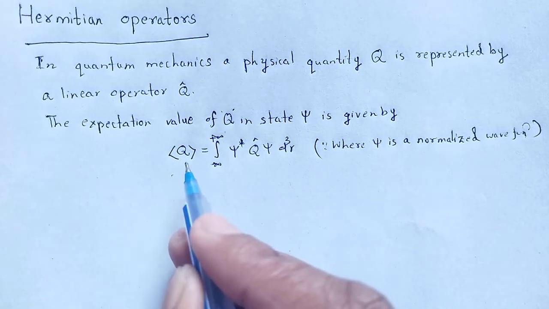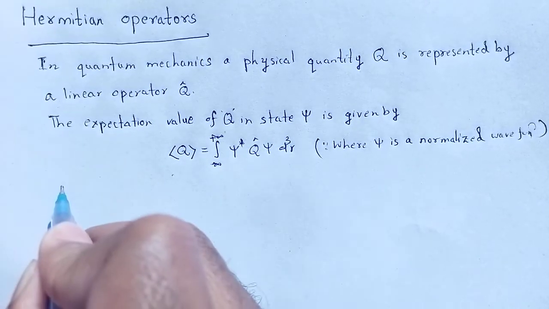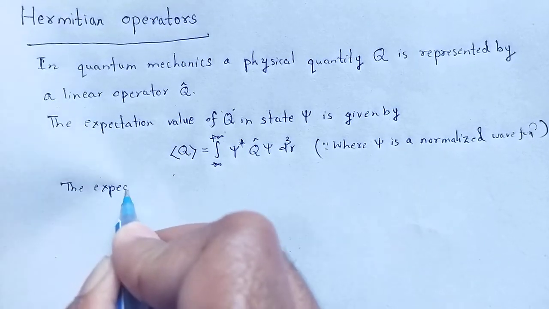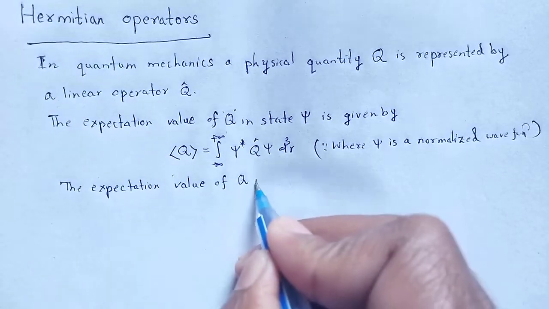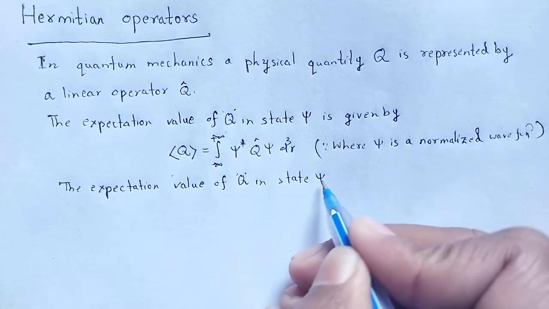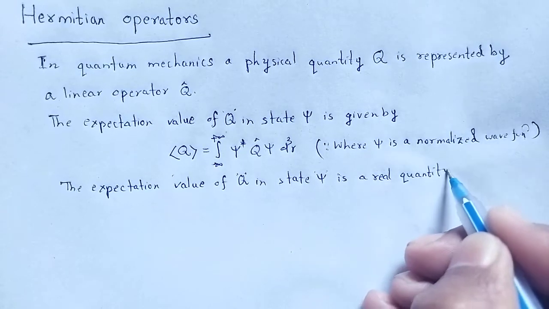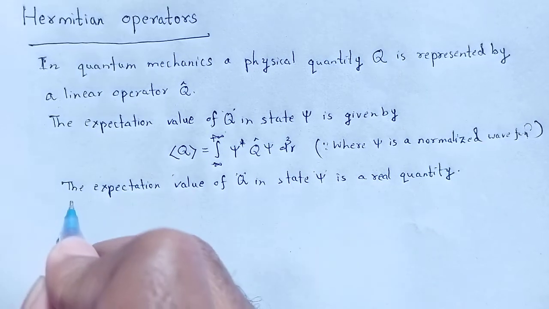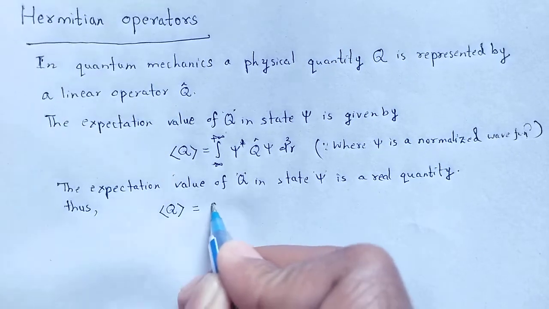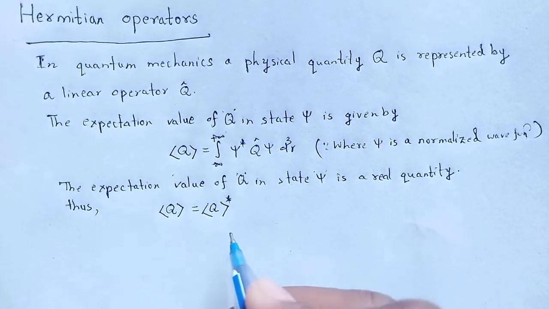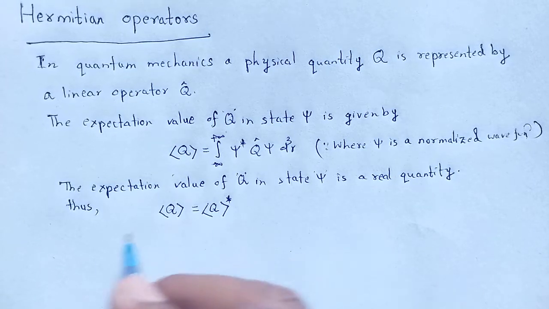Since the expectation value of Q in state psi is a real quantity, thus the expectation value of Q is the same as the complex conjugate of that expectation value. Since it is real, its complex conjugate is the same.